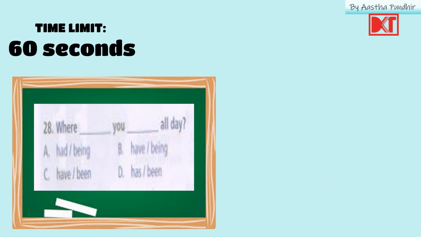Here, where dash you dash all day? Where, the correct answer here is C. Where have you been all day? This is present perfect, asking the person where that person has been all day. Right, so in these situations we use present perfect, where have you been all day.